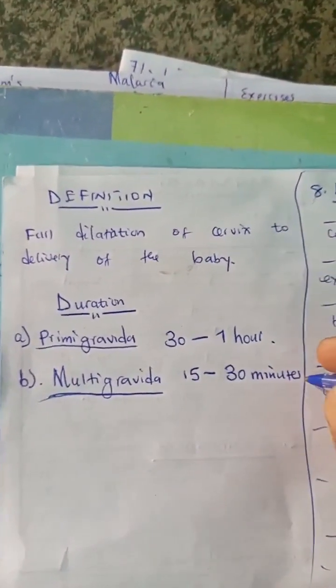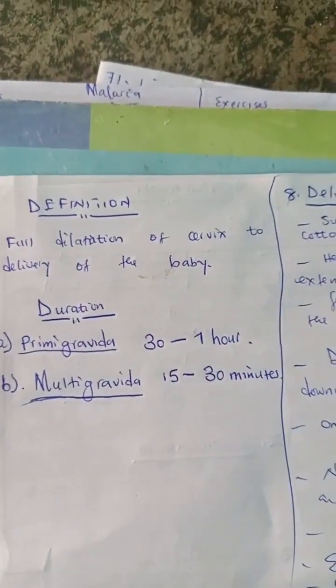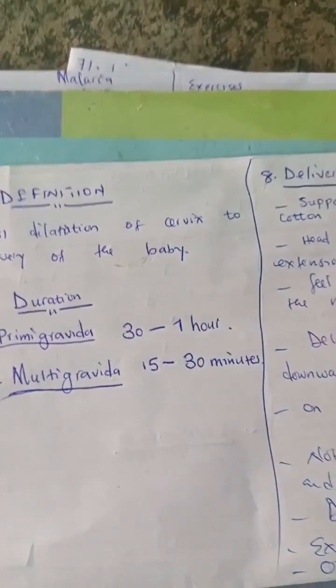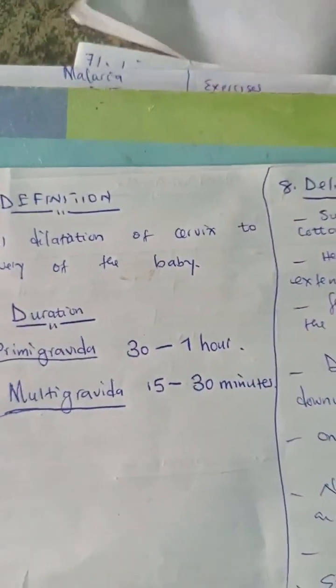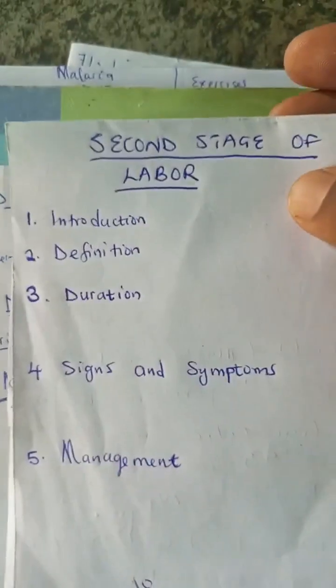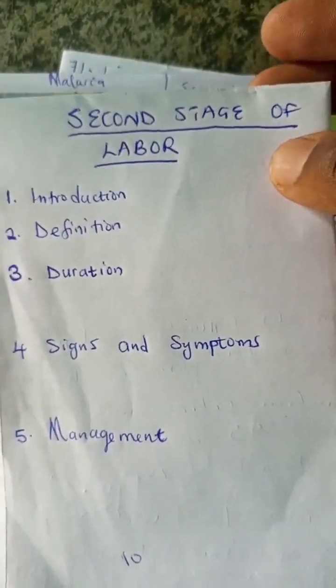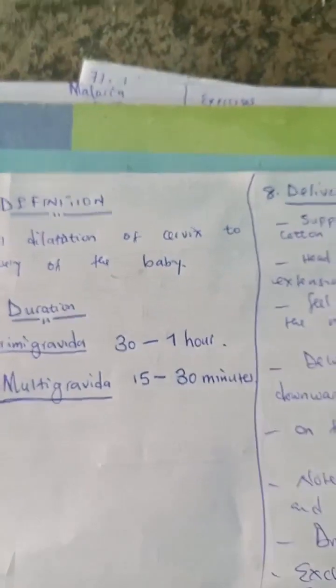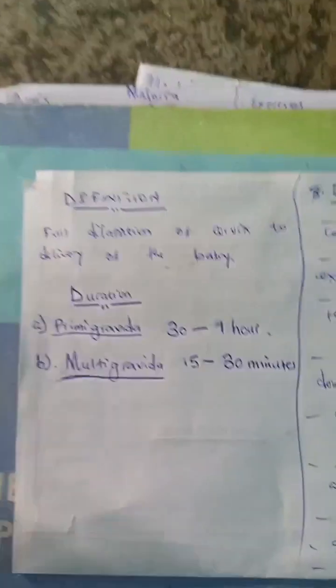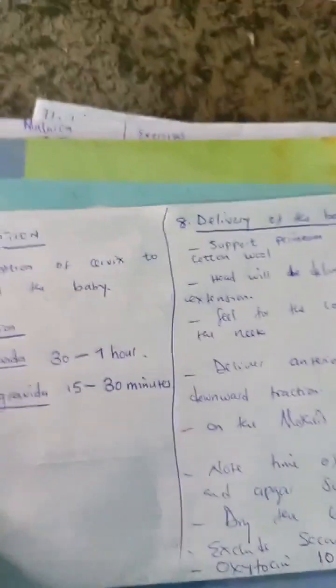So you should be able to define what second stage of labor is. The next thing on the guideline is the signs and symptoms. So how do you know that this woman is in second stage of labor?